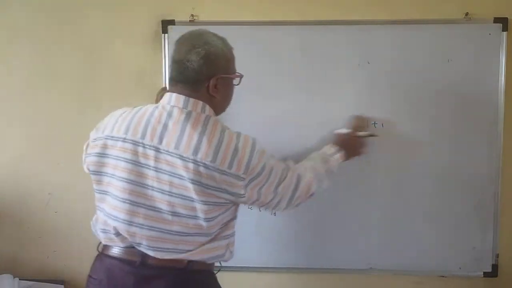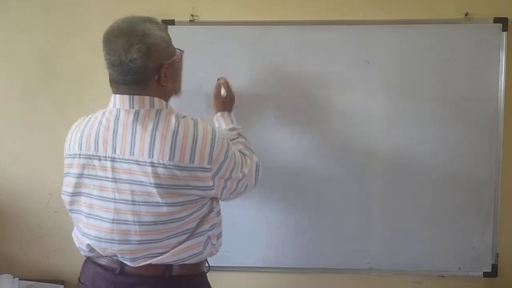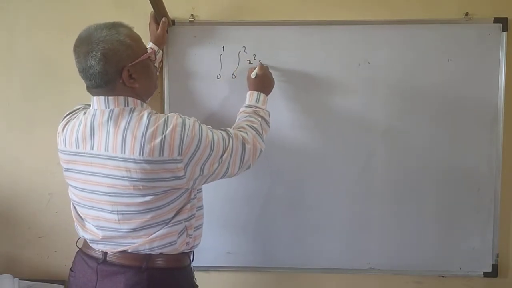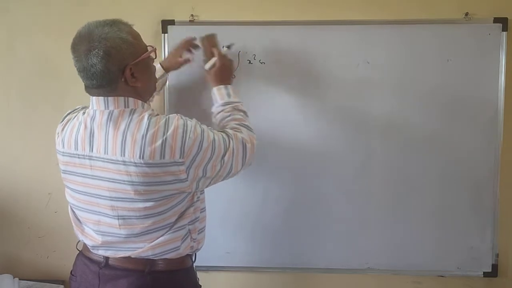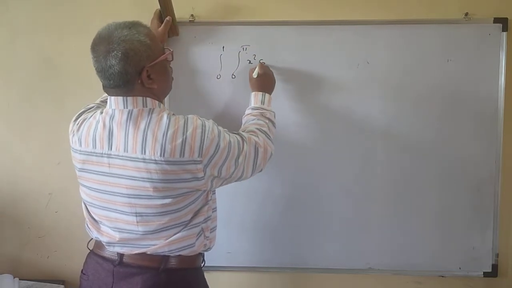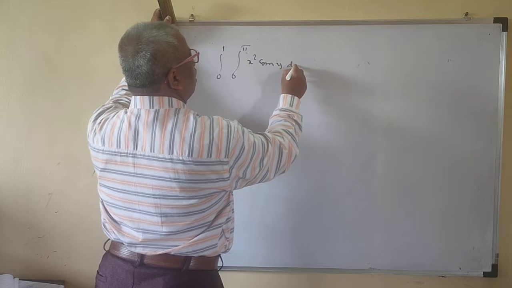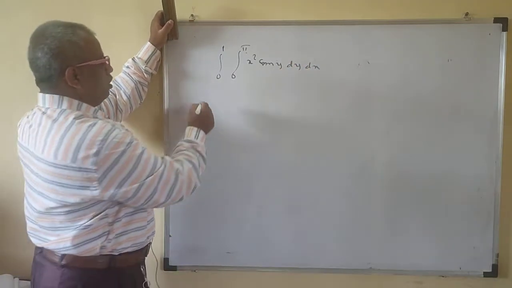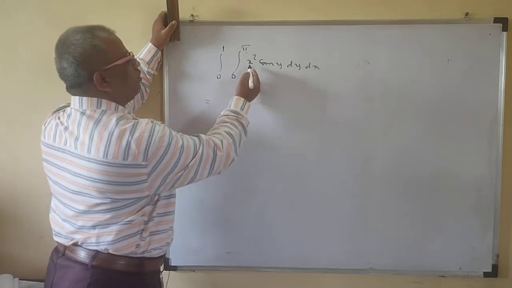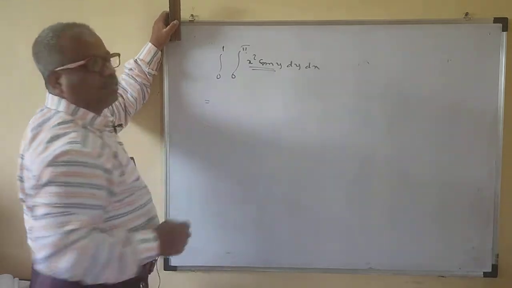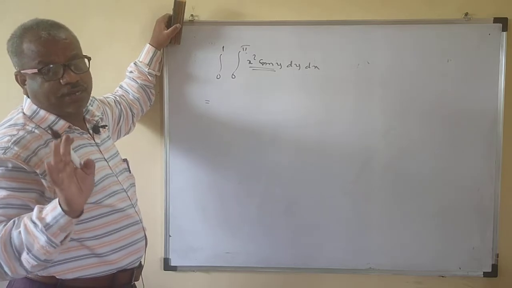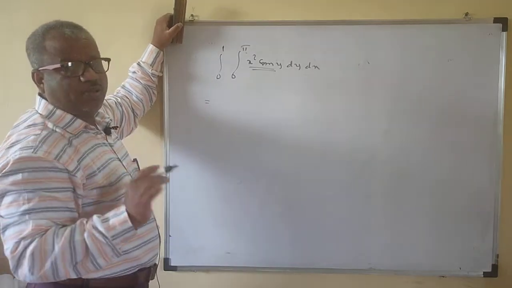For a double integral, suppose there is 0 to 1, 0 to 2, x square, 0 to pi, sin y, dy dx. You have to evaluate this integral. You can use this separation because this is the product and the limits are constant. If limits are not constant, then you cannot separate this. Those limits are constant, therefore you can separate this.